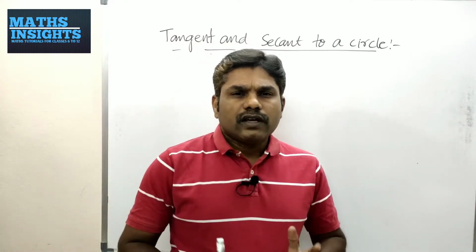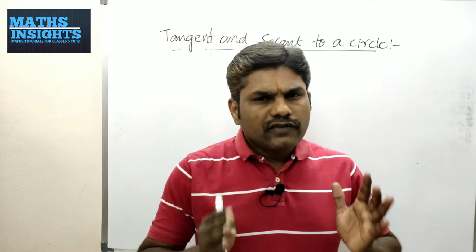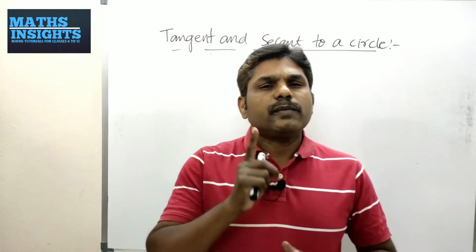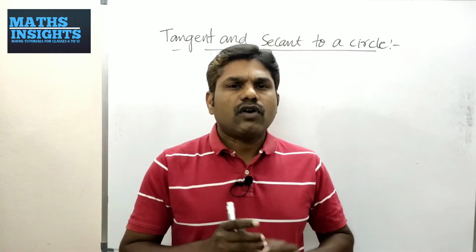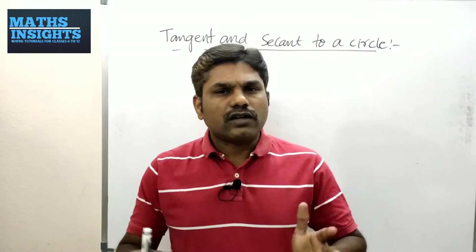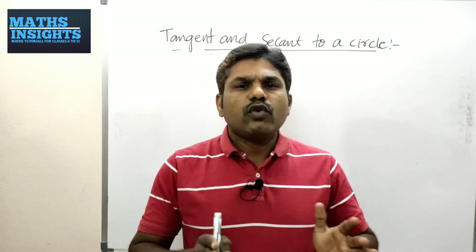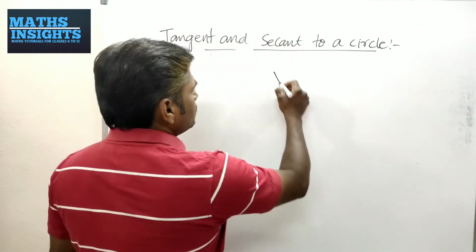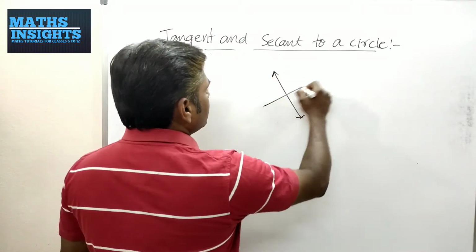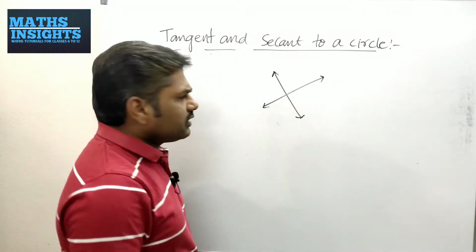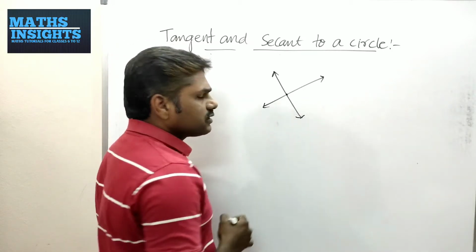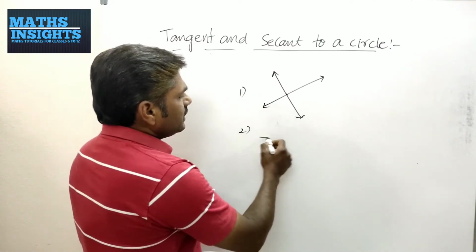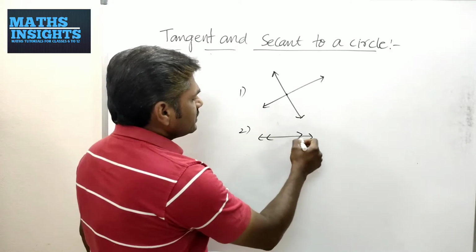In geometry, if you take two lines, there will be three situations. The first situation is they may intersect at a point, or they may not intersect at all, or they may coincide with each other. These are the three possibilities. The first one is if you take this as a line and this as second line, they are intersecting at a point. This is called point of intersection. This is one possibility, and they may coincide each other.